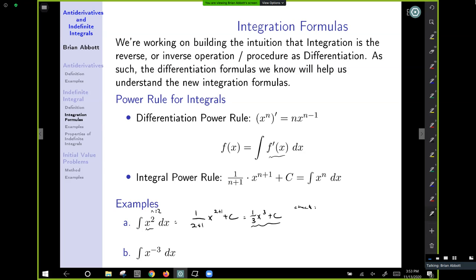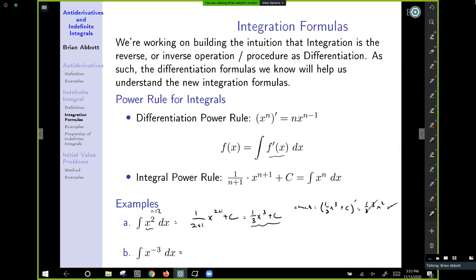To check it, we're going to take the derivative of 1/3 x to the third power plus c. You are going to get 1/3 times, drop your exponent down, 3, x to the subtract 1 to get 2, plus 0. And sure enough, that's all going to reduce away, and you're left with just x squared, which is what we wanted. Does this work for negative exponents? Yes, it does. Let's try it to see that it does.